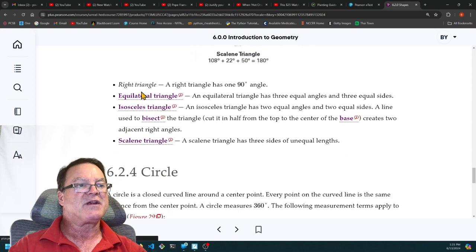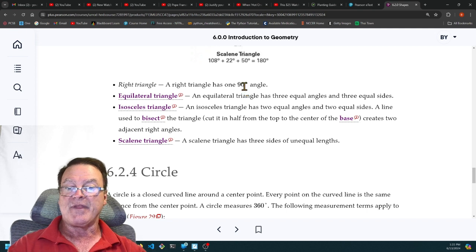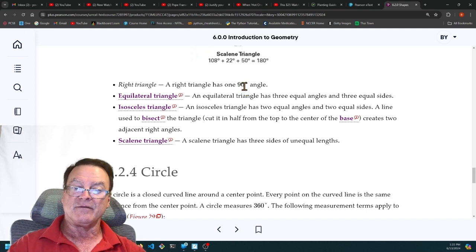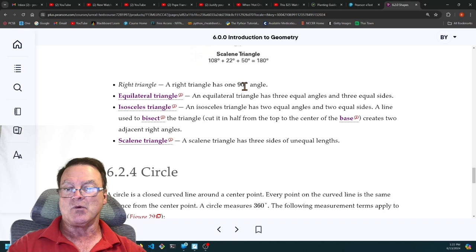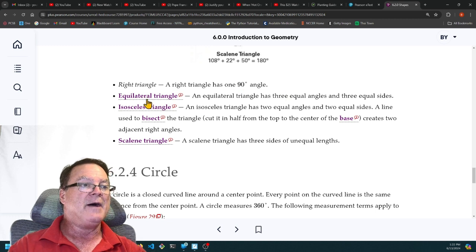So here are some special triangles. A right triangle is a triangle that has one 90-degree angle. We use those in Pythagorean theorem for pipe bending and for load calculations or phase correction in three-phase power.